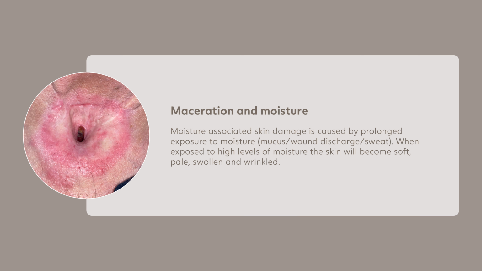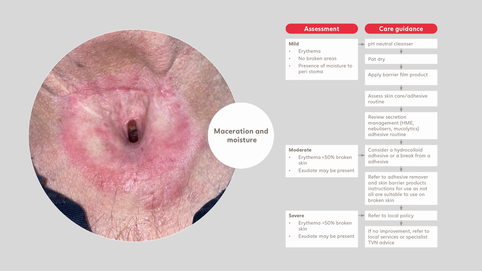When assessing the macerated skin, the first step is to establish if the skin damage is mild, moderate, or severe. Mild skin damage will be red in appearance, but there will be no areas of broken skin. You will notice moisture in the peristomal skin area. Care guidance will involve using a pH-neutral cleanser to clean the skin. Pat the skin dry. Don't rub or wipe the skin, as the skin surface will be very fragile. Apply a barrier film under the adhesive to protect the skin from further moisture damage.